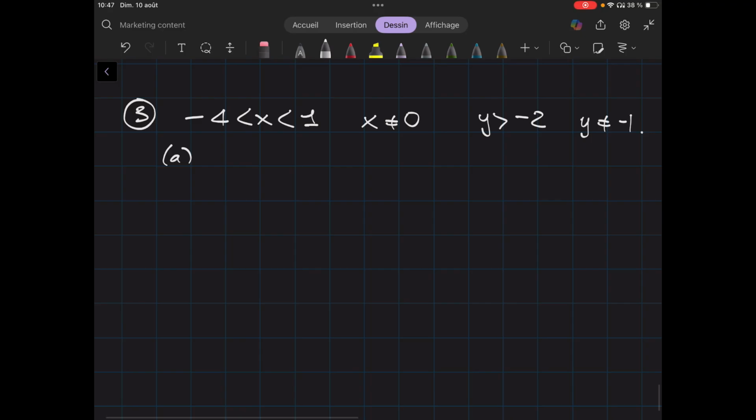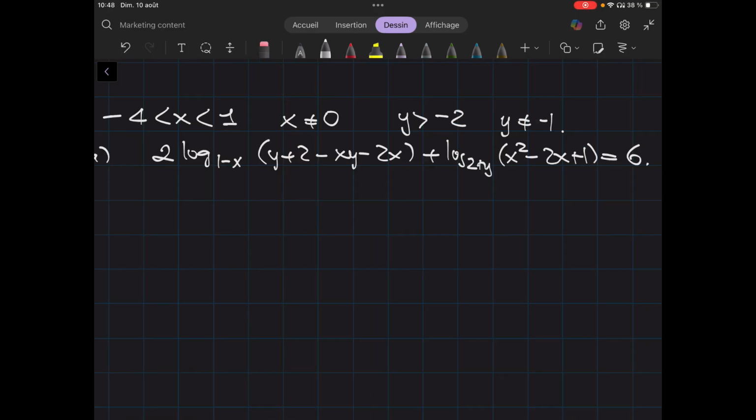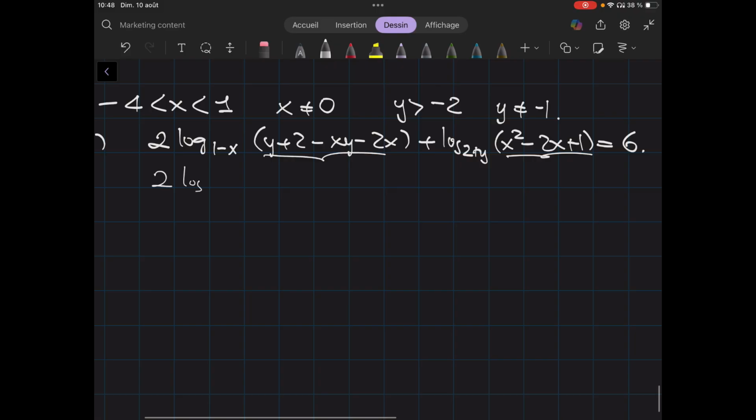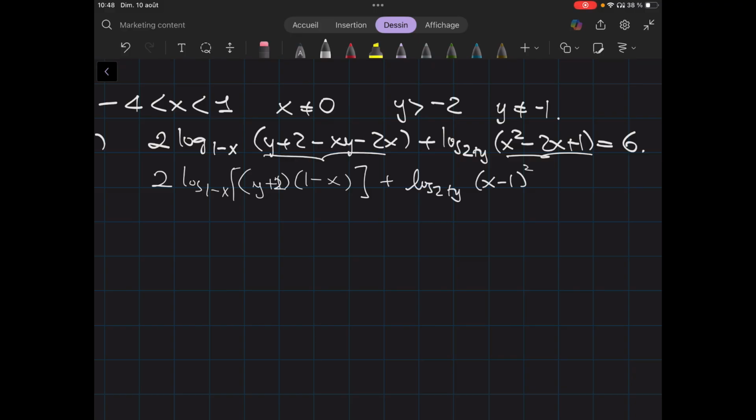Part A. What will you do? Apart from panicking. This guy looks factorizable. This guy is a perfect square. We might be able to get some head start. If we factorize this guy, we would get y plus 1 times 1 minus x times y plus 2. The second term is a perfect square. What next?